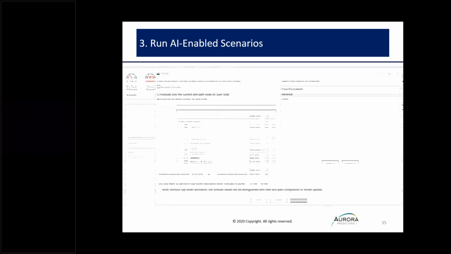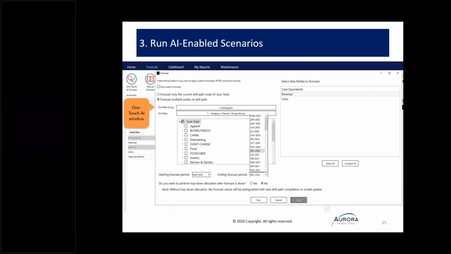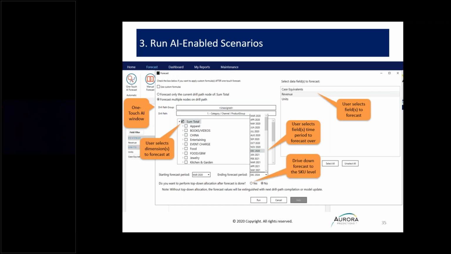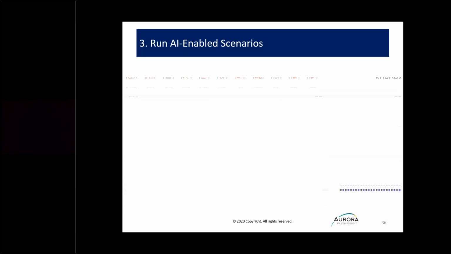So we're going to come here. We're going to open our one-touch window. We're going to select at the highest level sum total. We're going to forecast revenue. We're going to do it through December of 2020. And we're going to drive our forecast all the way down through all our categories, all our channels, all our product groups, and all our SKUs.